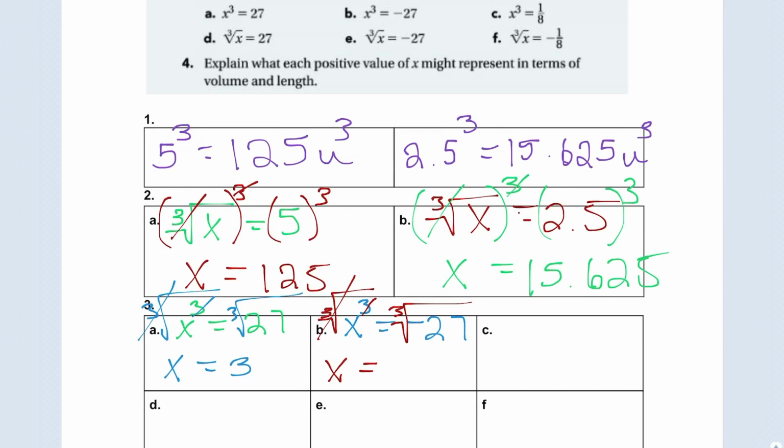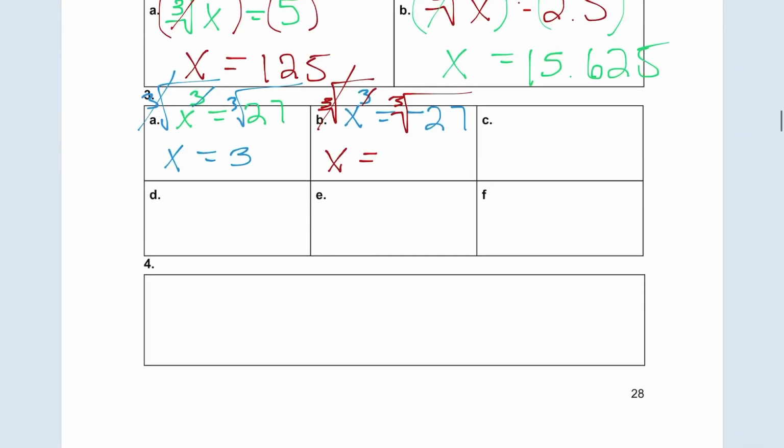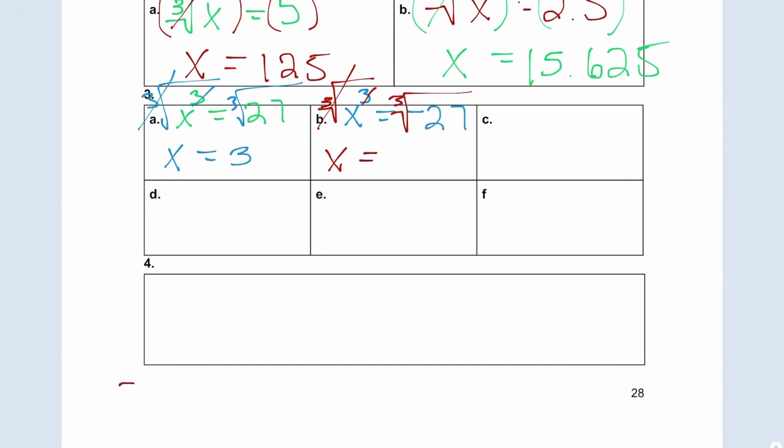Now, remember, the definition of a cube root is a number multiplied by itself 3 times. Okay, I'm going to move to the bottom of the page. I'm going to rewrite. So this is the cube root of negative 27.